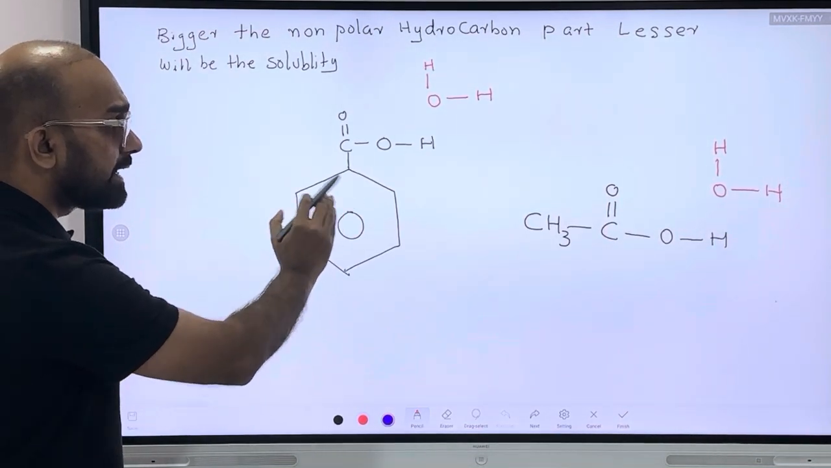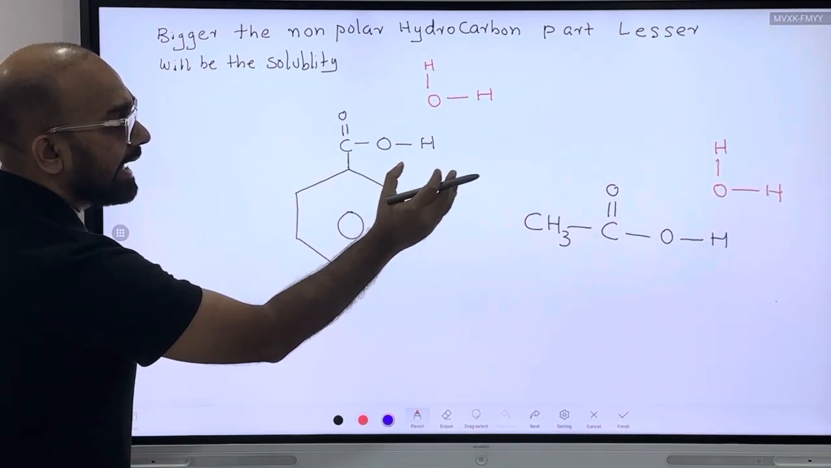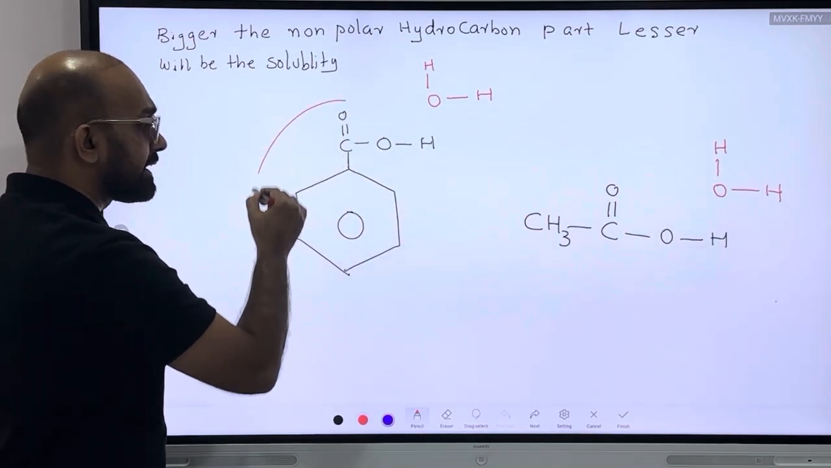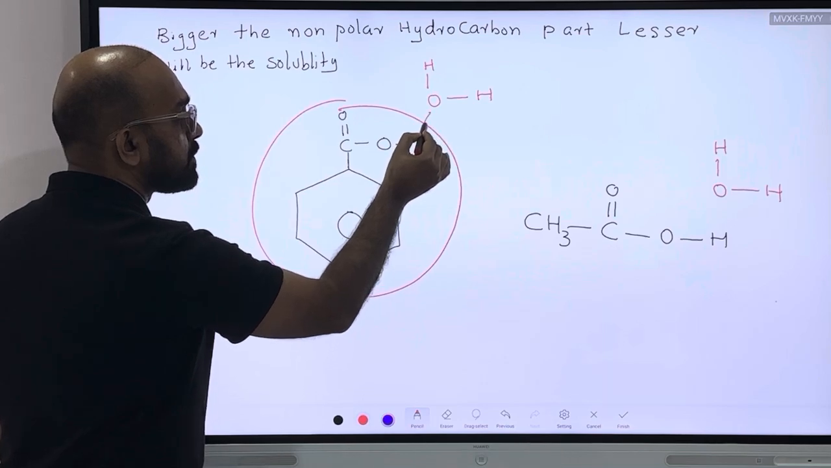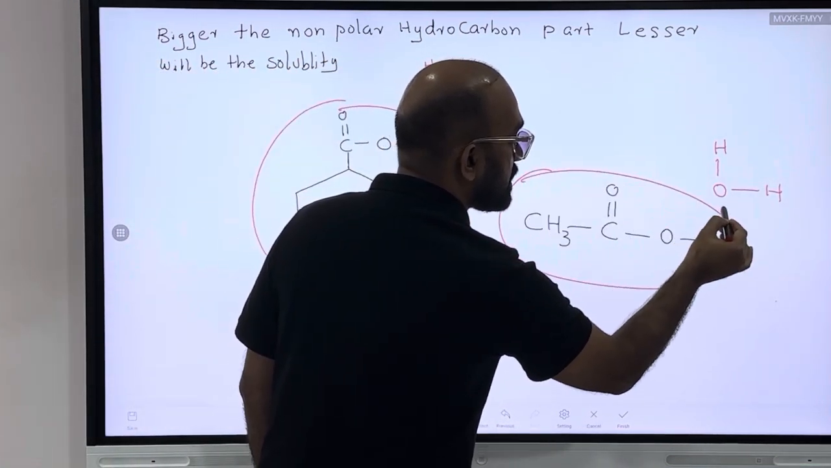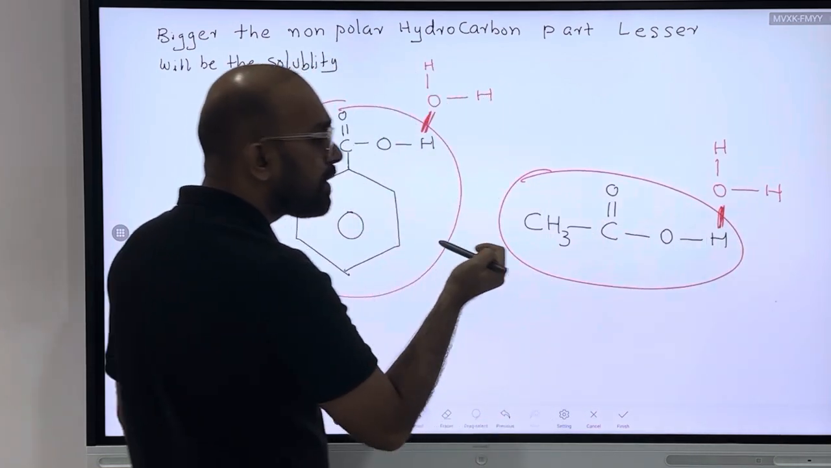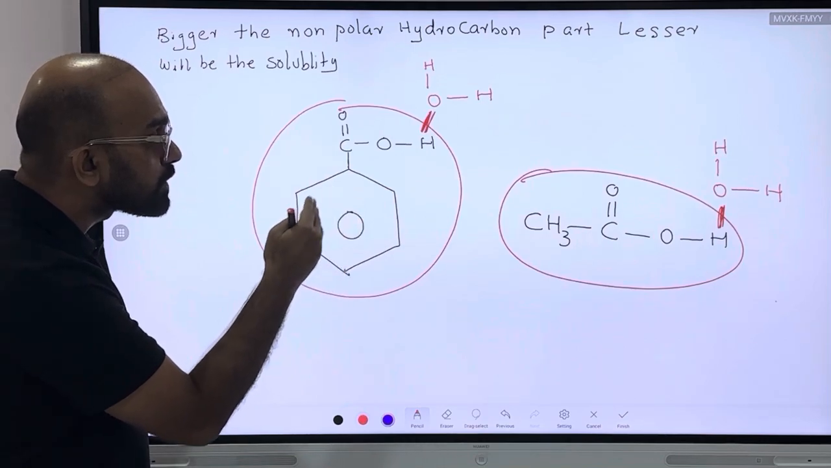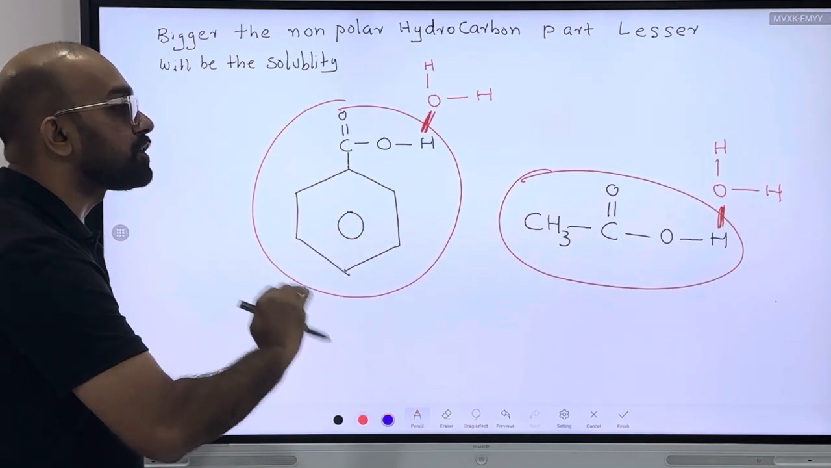Okay, see, here you can see benzoic acid and acetic acid, both are carboxylic acids. So definitely both of them can form hydrogen bonds with water, right? It's very clear, right? Okay. Now, which means what? Both of them are soluble in water. Now, we are going to compare which one is more soluble.